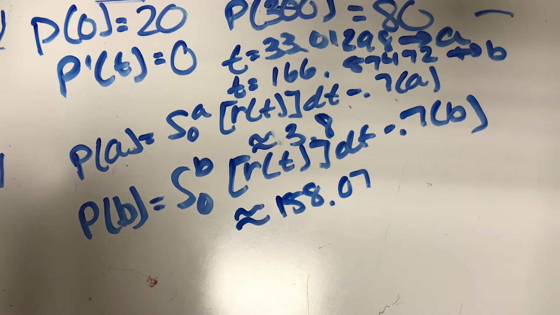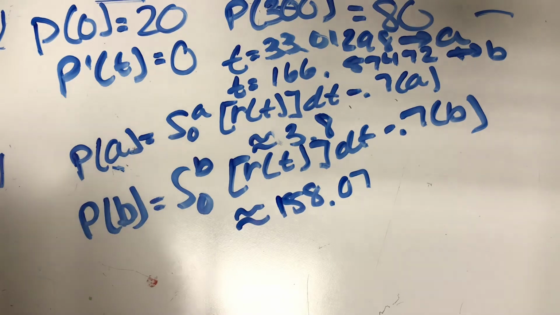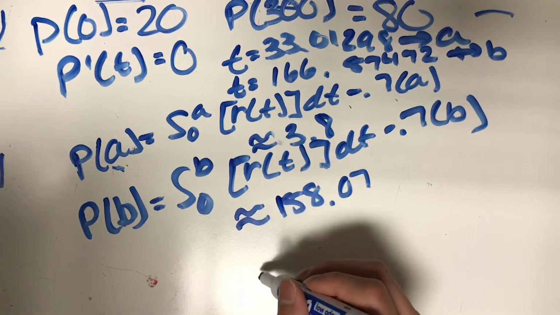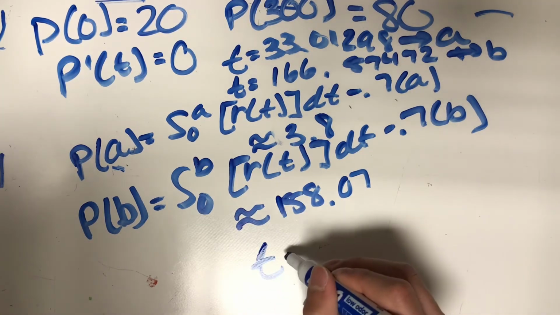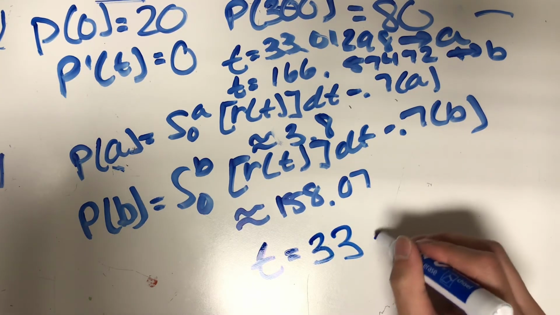So out of all of our critical points, the time at which the number of people in line is at a minimum would be t equals a. The question asks, at what time t is the number of people in line a minimum to the nearest whole number? So that would be t equal to 33 seconds.